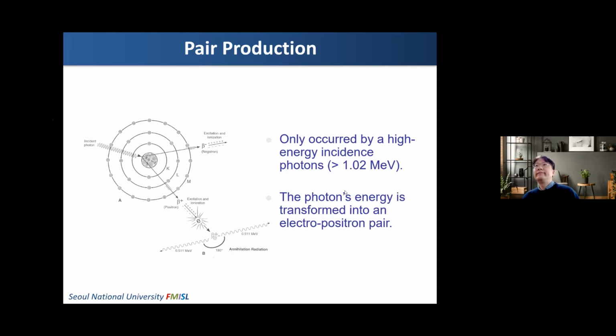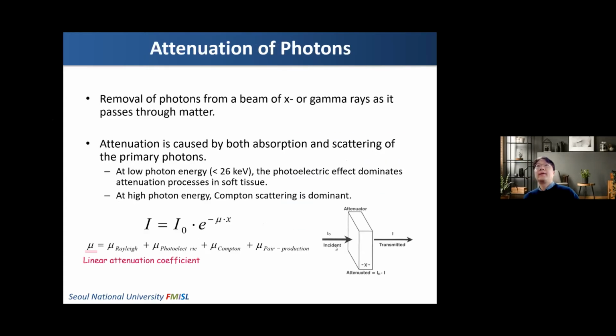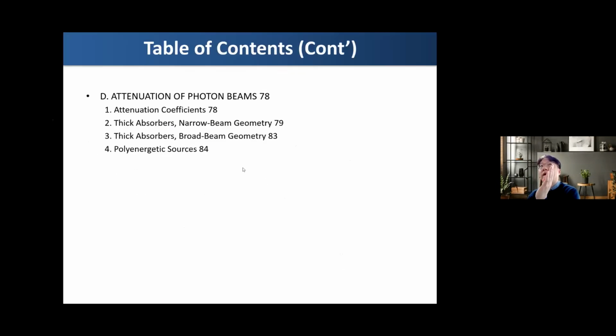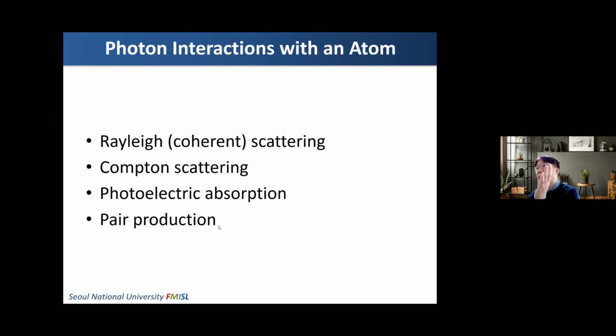One of the other consequences of this pair production is to annihilate photons. I mean that the positron generated by this incident photon undergoes mutual annihilation with other electrons, and the mass is again converted into 511 kilo electron volt gamma rays. Okay. So I told you 4 different mechanisms of photon interaction with the atom. It was Rayleigh scattering, Compton scattering, photoelectric absorption and pair production.